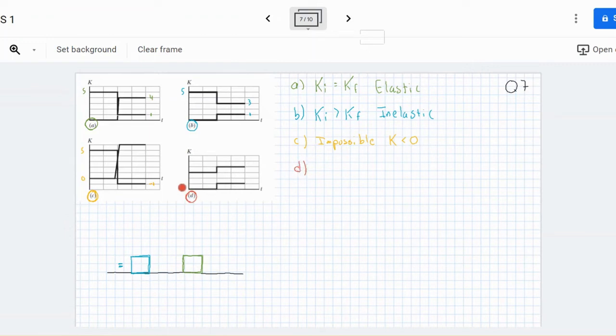Well, I'm going to notice here I have initial kinetic energy is 0, and 1, 2, 3. Final kinetic energy is 1 plus 4. That would be 5. So this is also an impossible situation because the kinetic energy initial is somehow less than the kinetic energy final. And that doesn't make any sense because you can't gain energy in a collision.